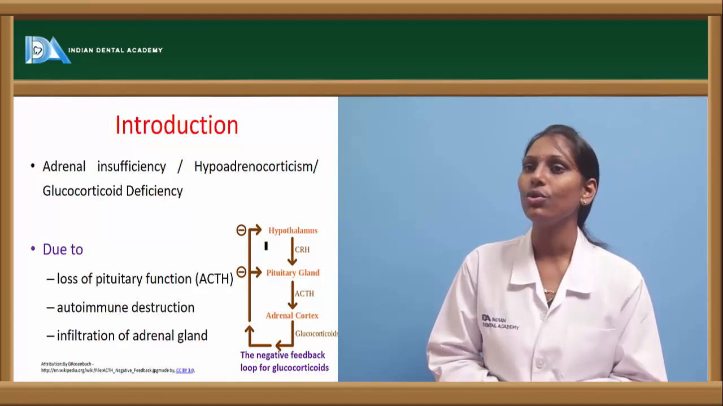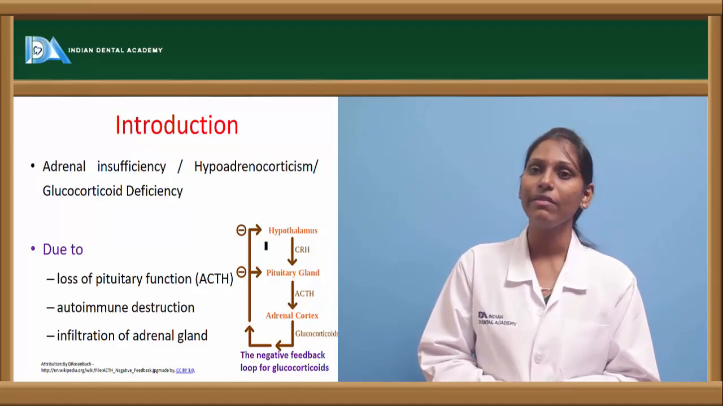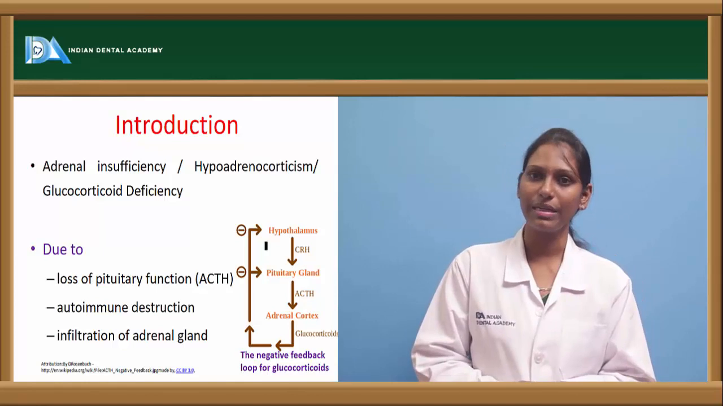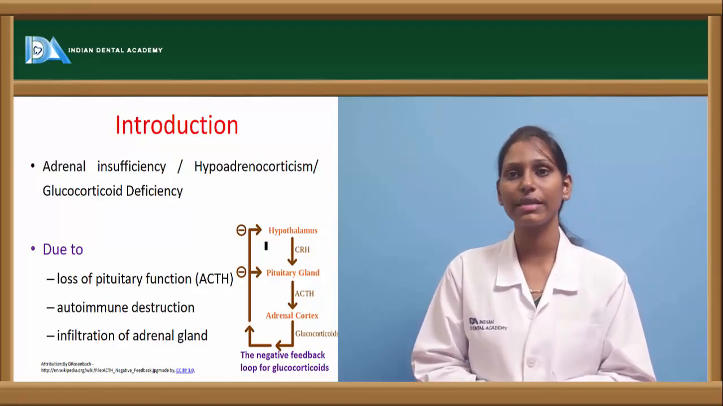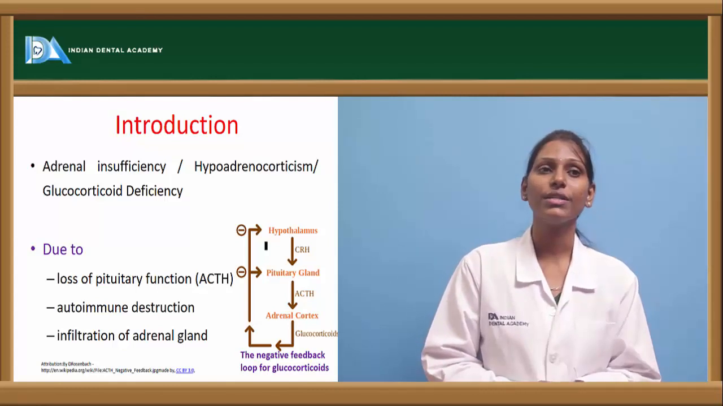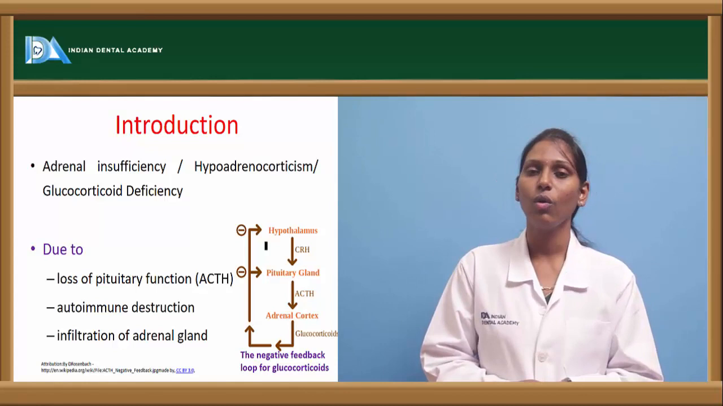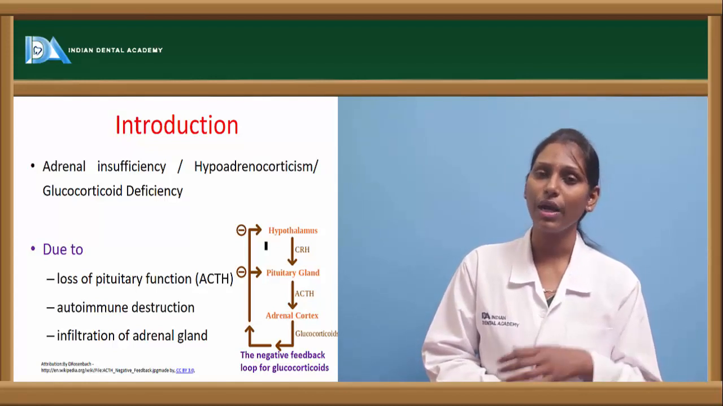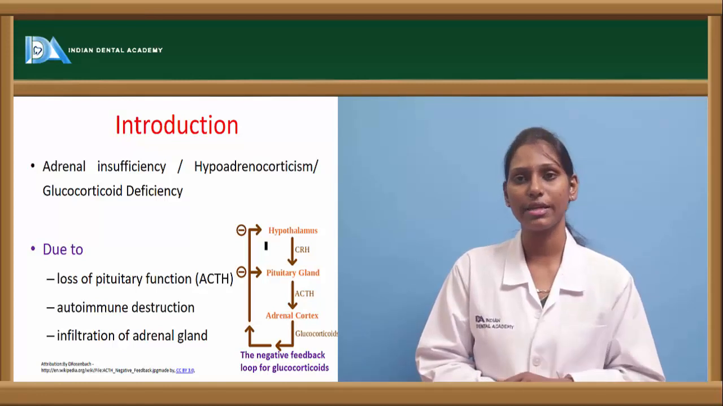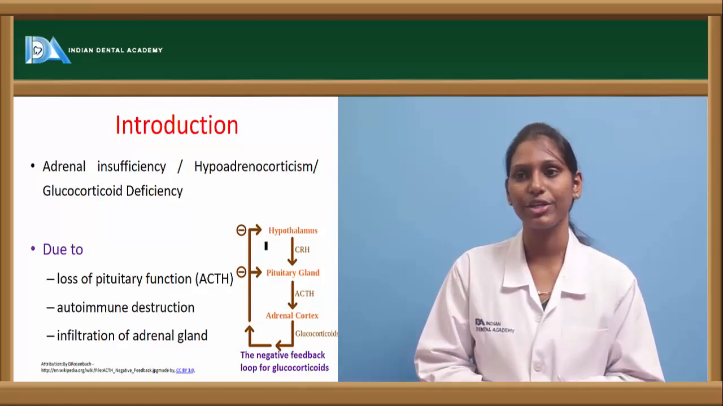It can be due to loss of pituitary function where ACTH is not produced properly. When ACTH is not produced properly, it cannot stimulate the adrenal gland, so the cortisol levels are lowered. Another cause is autoimmune destruction, especially in cases such as Hashimoto's thyroiditis. Autoantibodies are produced against the adrenal gland itself, causing mass destruction of the gland. So here also there will be decreased cortisol secretion.